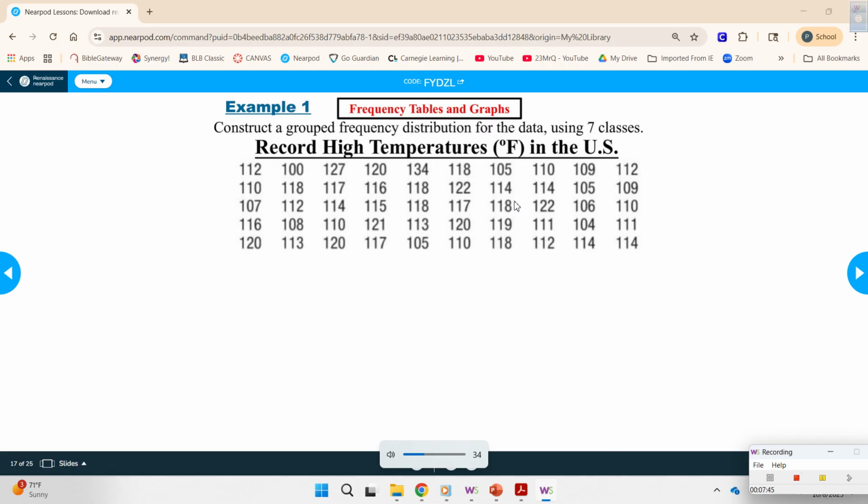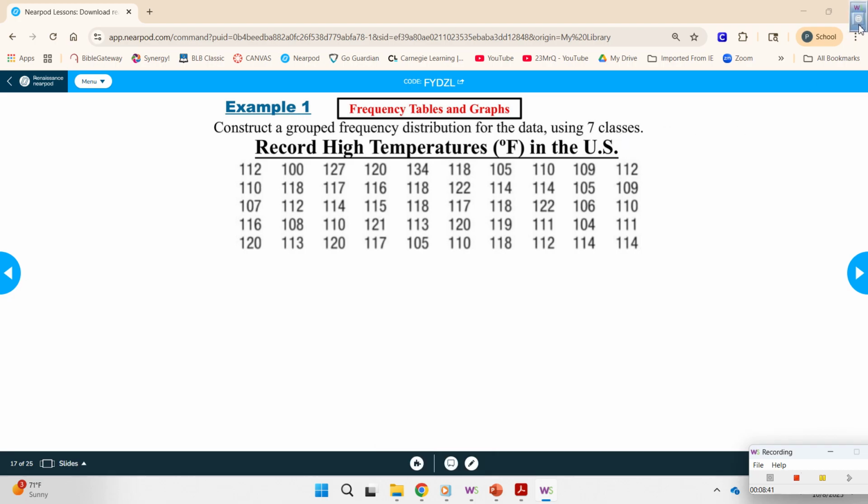So, record high temperatures in the U.S. There's the numbers. If that's the U.S., how many data shall we have? Tell your neighbor. How many data shall we have if they're representing the U.S.? 50, 50. That is correct. However, it's talking about using different classes. Yesterday, when I was going over the graphs and signaling to each row of the table, I said class. Is that correct?